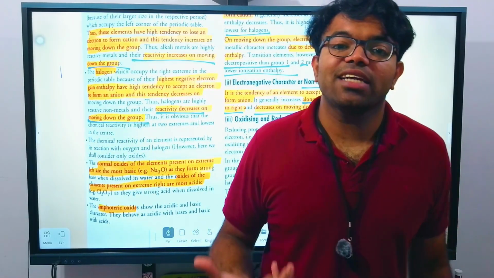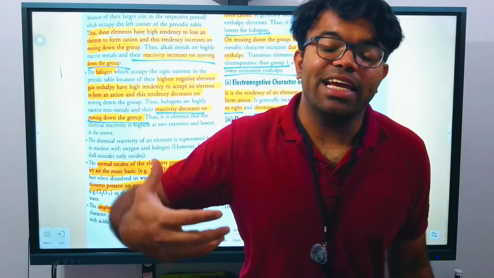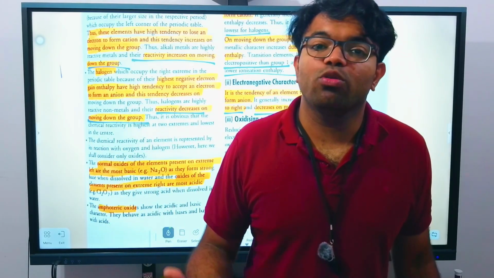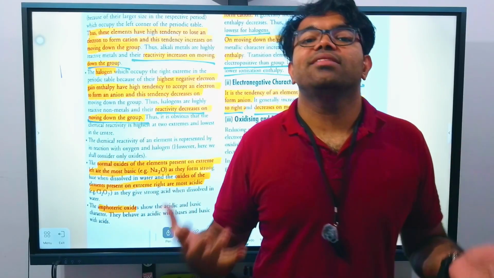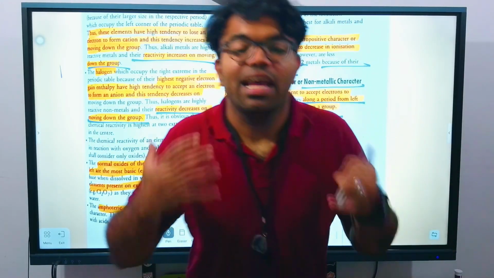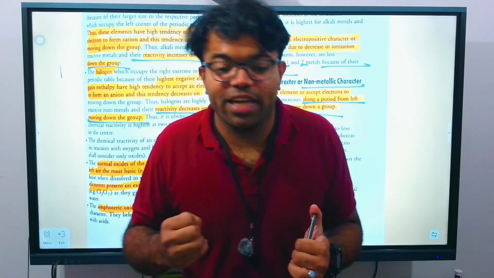So a metallic character will do what? It will lose an electron to someone else and it will act as a reducing agent. A non-metallic character will do what? A non-metallic character will gain an electron and basically make the other person oxidize. Therefore, it will act as an oxidizing agent.